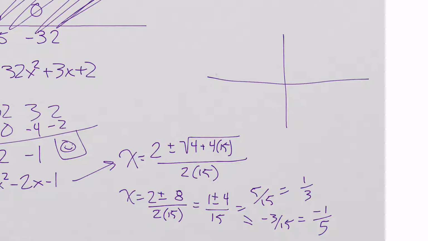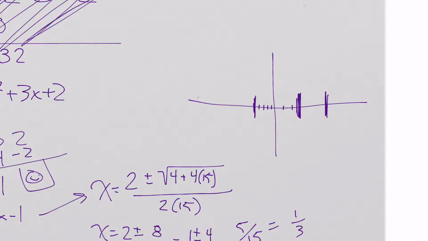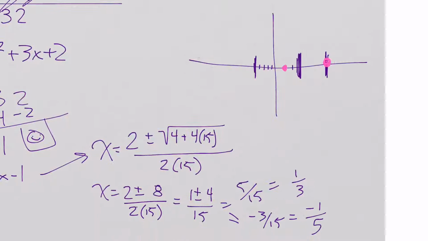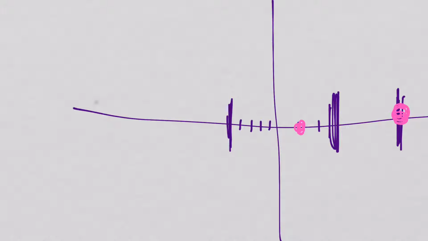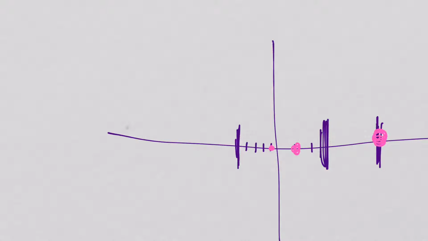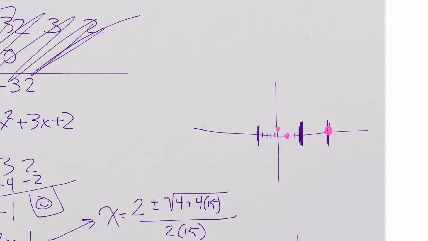0 wasn't a solution, shouldn't have said that, but 2 is a solution. Let's do this. Okay, so those big tick marks are 1. So I have a solution at 2, right there. I have a solution at 1/3, right there. And I have a solution at negative 1/5, right there. And my y-intercept is positive 2 right there. So now let's sketch this thing in, and it's going to have to look something like that.